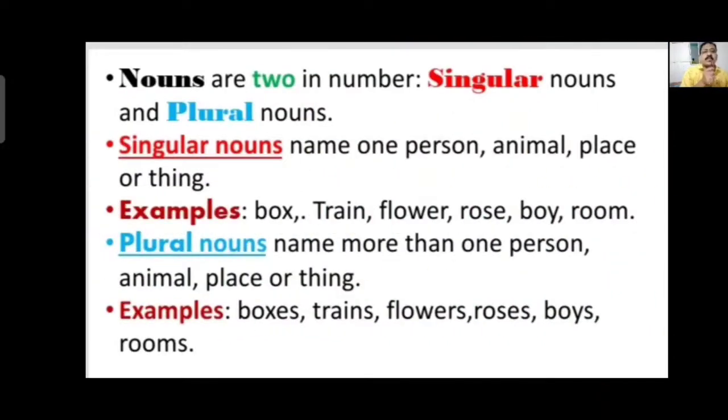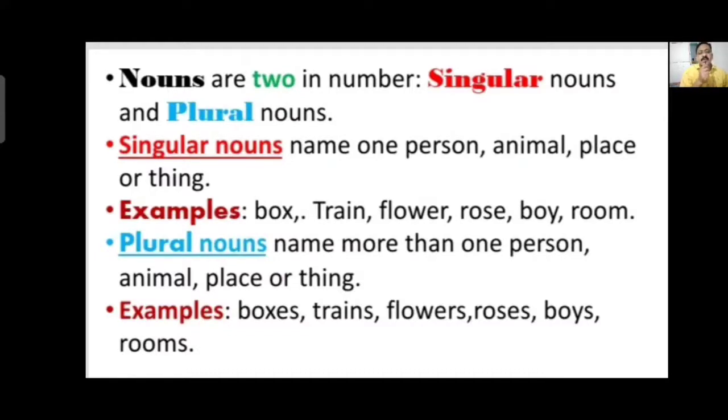Nouns are of two kinds, singular nouns and plural nouns. A singular noun names one person, animal, place or thing. Examples: boy, train, flower, rose, box and room. If any noun is one in number, it is said to be singular.